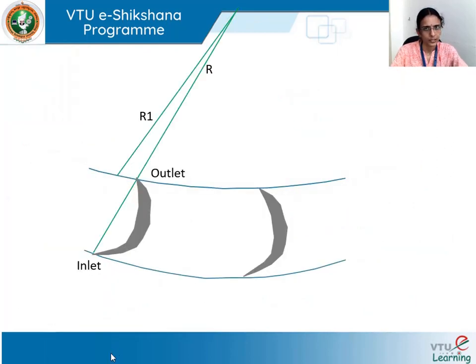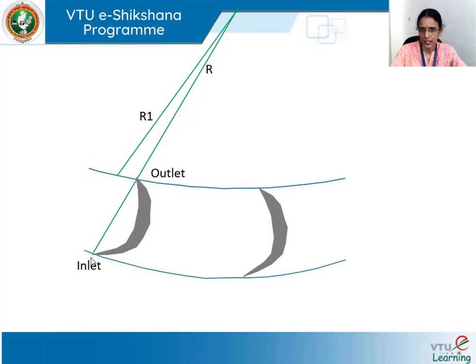Now, to find the tangential momentum, we need to know the tangential velocity, which can be calculated by drawing the velocity triangles. So, let us see how do we draw the velocity triangle. As I mentioned earlier, these two blue lines represent the wheel, and these are the vanes mounted on the wheel.